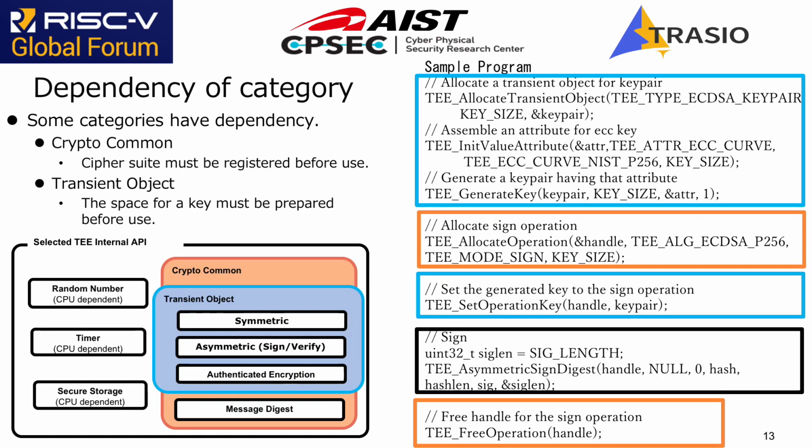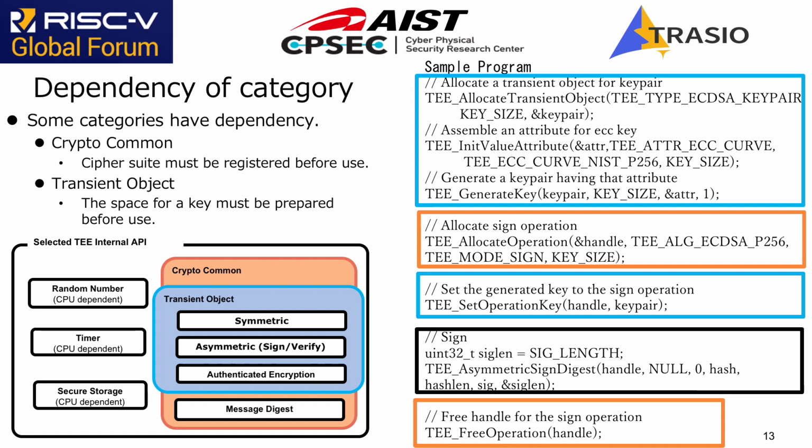Some categories have dependency on the crypto library. CPU architecture dependent categories have no dependency on crypto, but CPU independent categories do. The most global one is crypto common because the cipher suite must be registered to the crypto common before use. Transient object is next because the space for the encryption key must be prepared before use. This sample program shows an example. The sample program is categorized by each function.